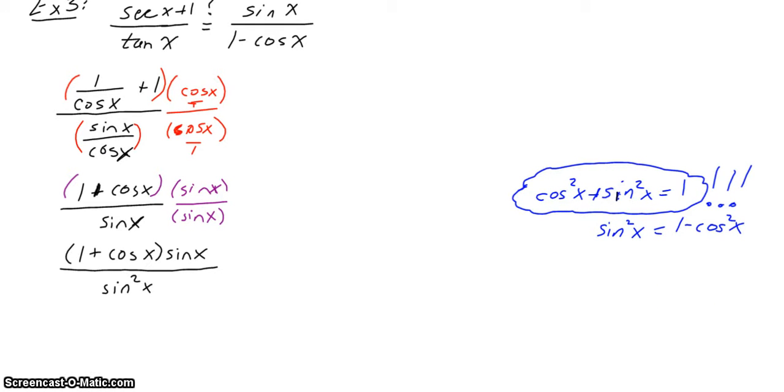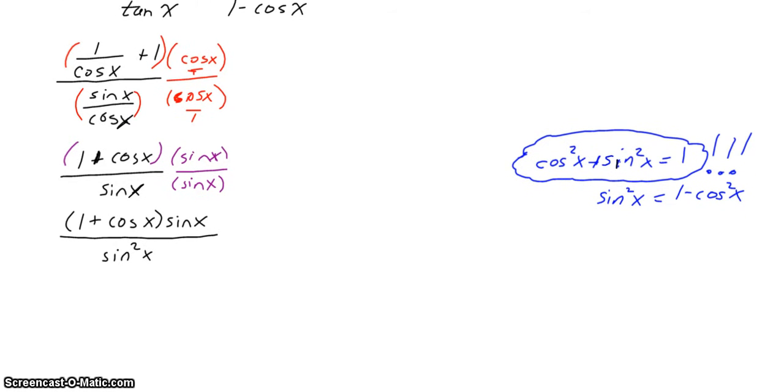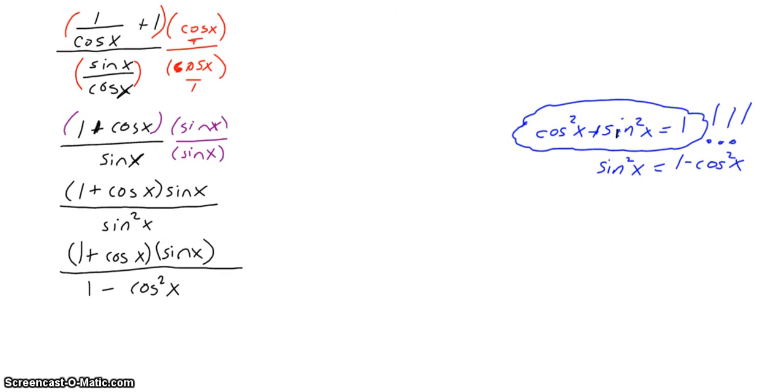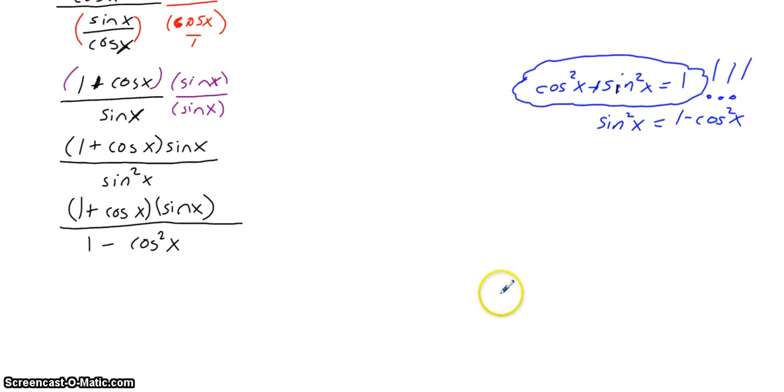Okay, so I'm going to go ahead and substitute. In place of sine squared of x in the denominator, I'm going to replace it with 1 minus cosine squared x. Again, maybe not writing it that way would be beneficial. Maybe writing it as this would be better.